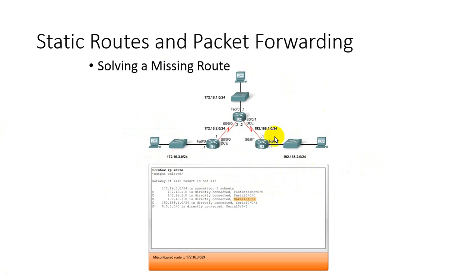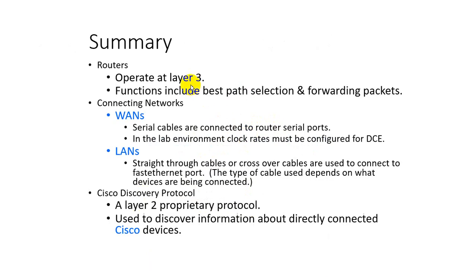Okay, this is our network. Show ip route: 172.16.3.0 is directly connected. For example, on R2, 1.0, 2.0 and 3.0 are directly connected networks for R2. For example, 192.168.1.0 is directly connected through the serial interface. This one is directly connected to the network through Serial 0/0/1.